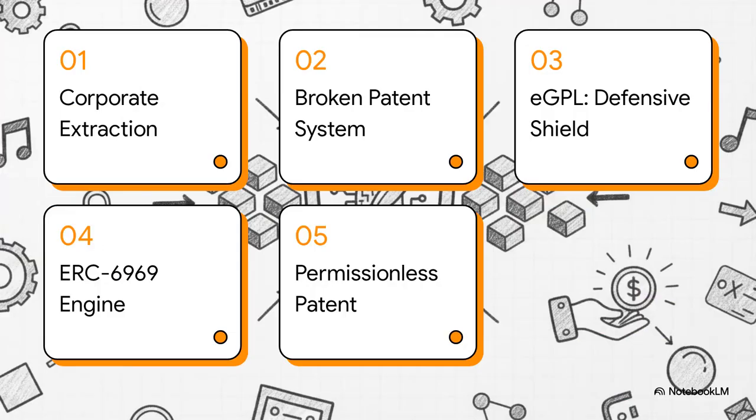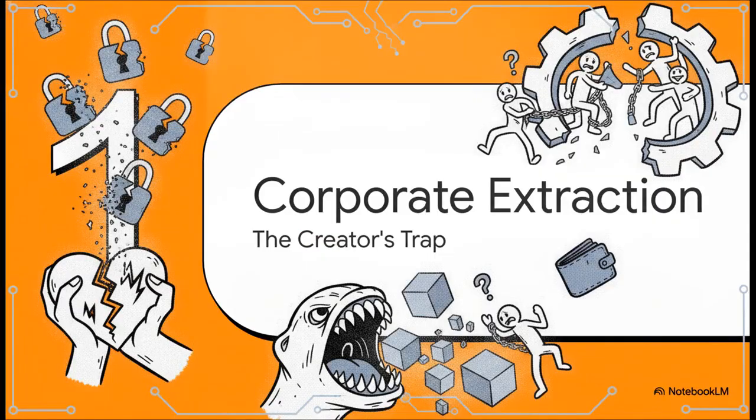We've got a ton of ground to cover today. We'll be mapping out the corporate extraction problem, looking at the broken patent system, introducing the EGPL defensive shield, breaking down ERC 6969 as a monetization engine, and finally, exploring the permissionless patent. All right, starting with Section 1, the corporate extraction problem.